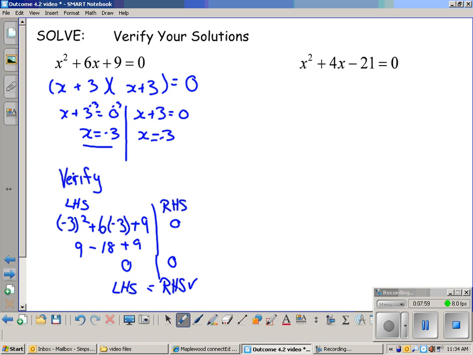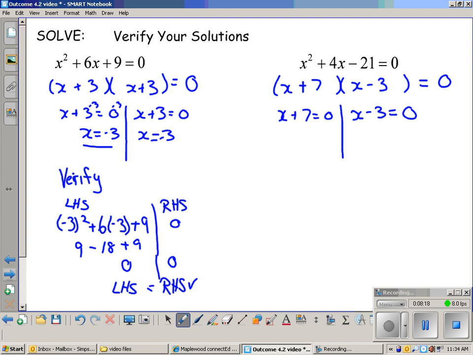The next one, again, step 1 is to factor. This will factor into x plus 7 and x minus 3. The next step is to set each factor equal to 0, and then solve the equation. Our first one will be x equals negative 7. Our second solution is x equals positive 3.